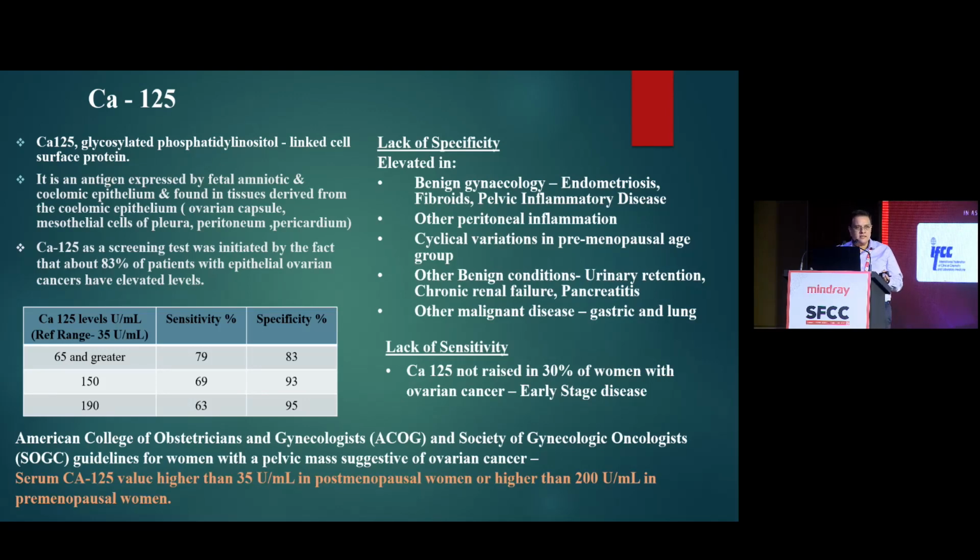When I say this, you can go back to your histology and anatomy and understand that the ovarian capsule, the peritoneum, and the pleural surfaces all have mesothelial linings. So any condition which irritates the mesothelial lining will cause a rise in CA125 apart from the ovarian tumor. That makes CA125 less specific because of the very biological nature of the protein. And if you look at the literature, that's what it comes out to be.